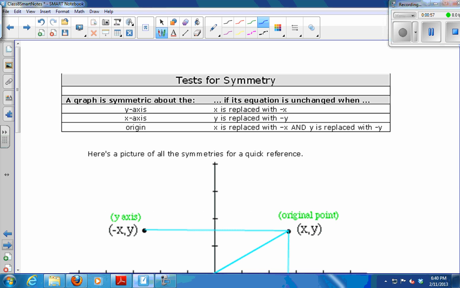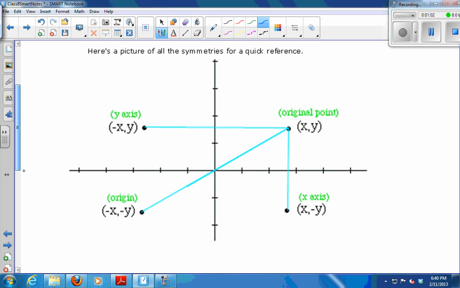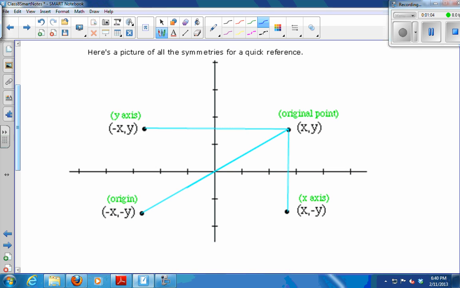So the tests for symmetry all come from this picture. There are algebraic tests for symmetry that we're going to learn, but they all are built from this picture. So these two points right here, this is my original point. The point that has y-axis symmetry is the same height as the original, so it's going to have the same y-coordinate, but opposite x-coordinates. One's positive and one is negative. So two points that have y-axis symmetry have opposite x-coordinates, same y-coordinate.